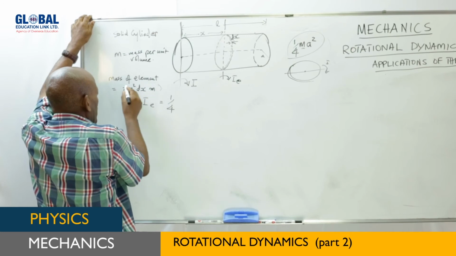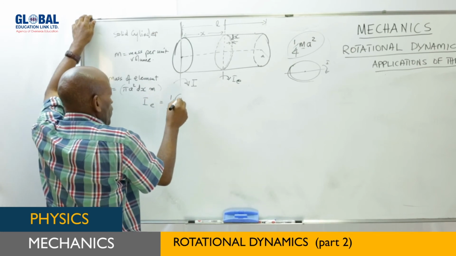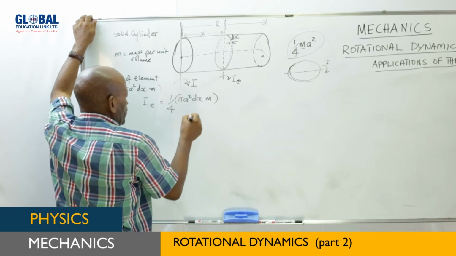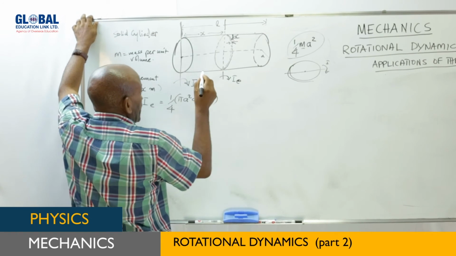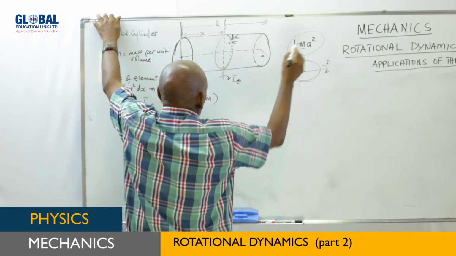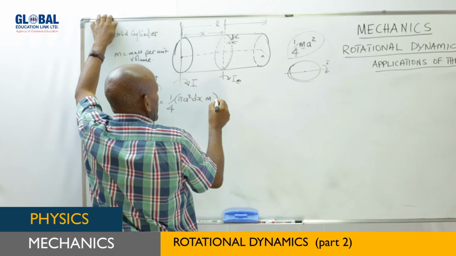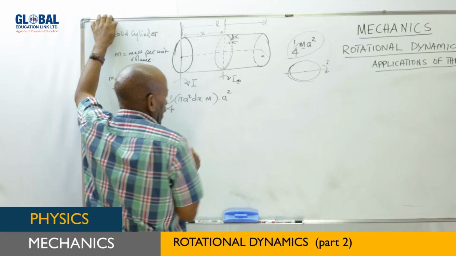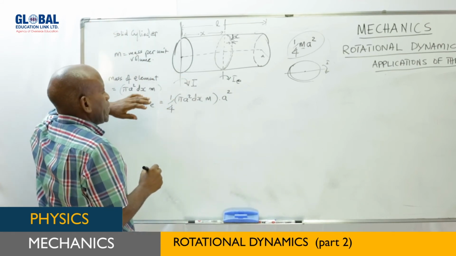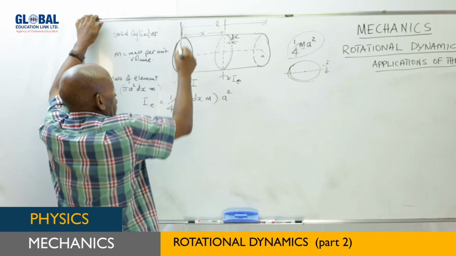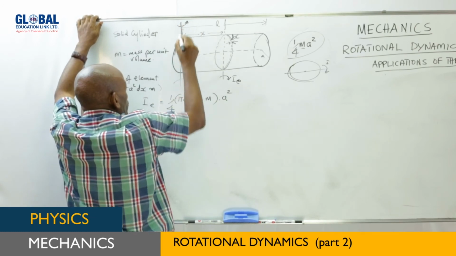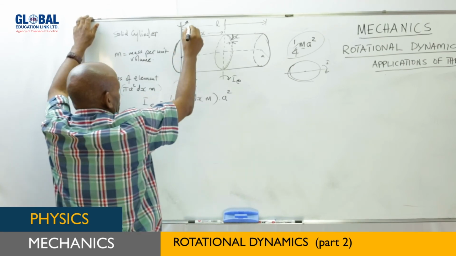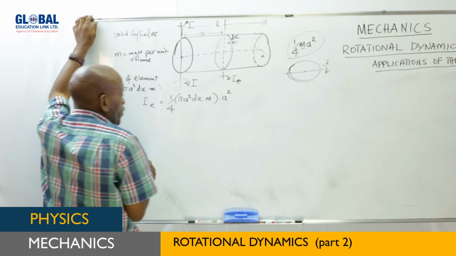The mass of this element is equal to pi a squared dx times m, the mass per unit volume. Now, looking at the moment of inertia through this particular axis, I'm just going to use the parallel axis theorem.